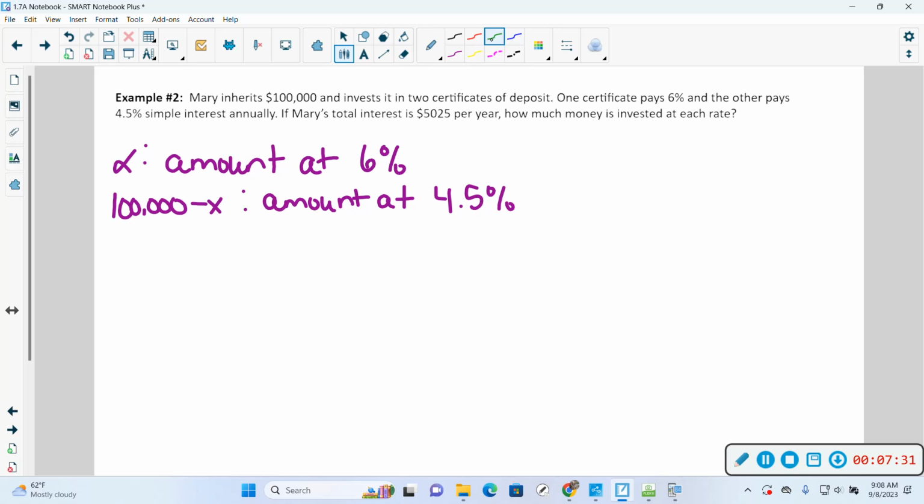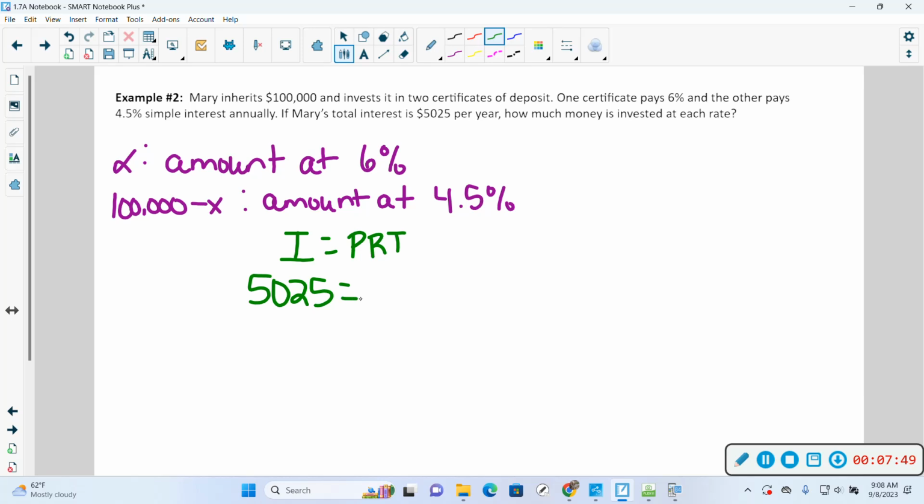Now, remember our formula. It's in your notes. I'm just going to put it so it's in front of us, and let's see what we can do. It tells you Mary's total interest is $5,025. That's pretty good. I like it. So there's our I.